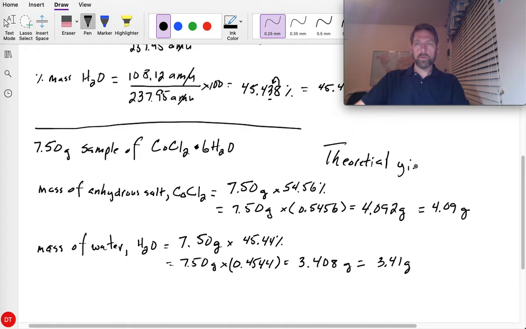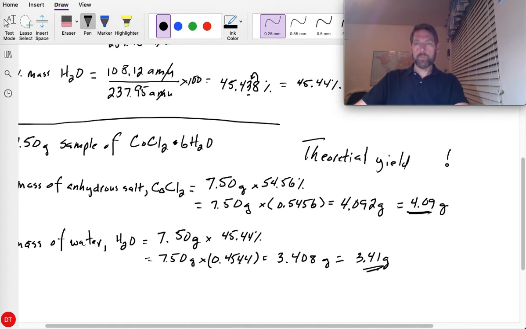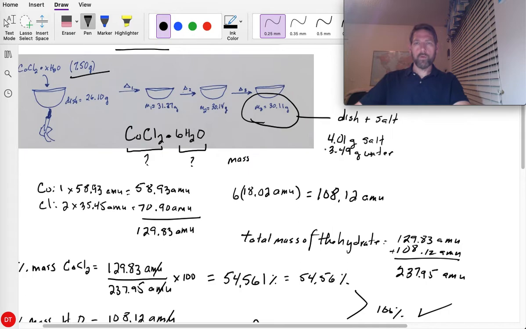All of this is our theoretical yield. That's what this is and this is, okay? Our experimental yields, let's think about this. Our experimental yield, if we go back, we had figured out in the previous problem for salt was 4.01 grams of salt.